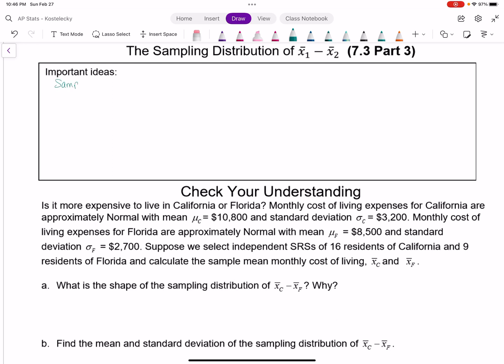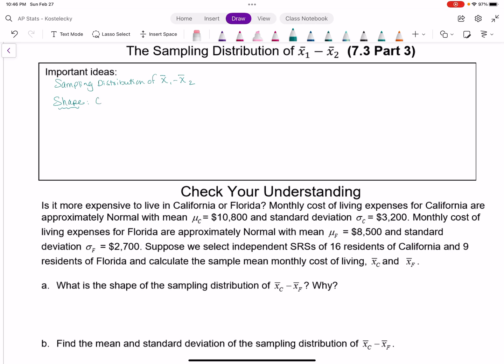We have the sampling distribution of x bar 1 minus x bar 2. So the x bars, remember, those are going to be your samples. So if you have two different samples, one of them would be x bar 1 and the other would be x bar 2. The first thing you have to assess is the shape. Of course, we always want them to be normal if we can.